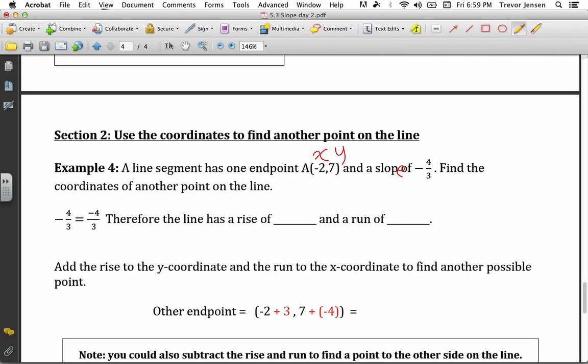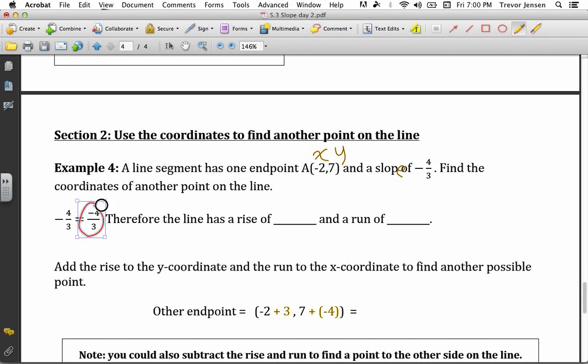First, you have to decide whether you want the negative to be in the rise or the run. It doesn't matter. Either way you do it, you'll get a different point, but in both cases you'll get a point on the line. If you put it into the numerator, you'll get a point to the right of your starting point. If you put it in the denominator, you'll get a point to the left. Let's put the negative sign in the numerator for this case.